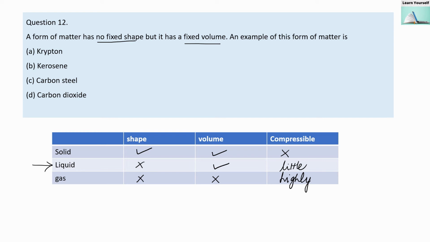So carbon steel, it's not a liquid. Carbon dioxide is a gaseous matter. So no, it's not a liquid. Kerosene is a liquid. So it will be the correct answer. And krypton is not a liquid. So that also won't be the answer.